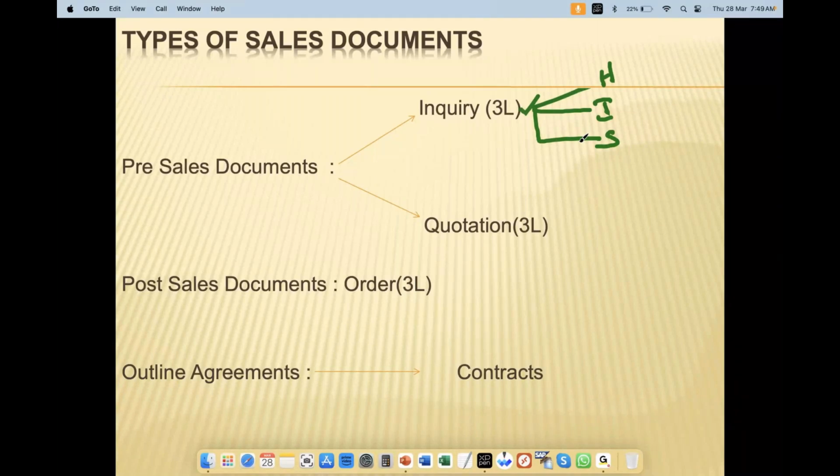Now coming to quotation. Quotation is a document at header level. Quotation is happening for a product, so item level, and its availability, scheduling level. So inquiry and quotation, there is not much difference.